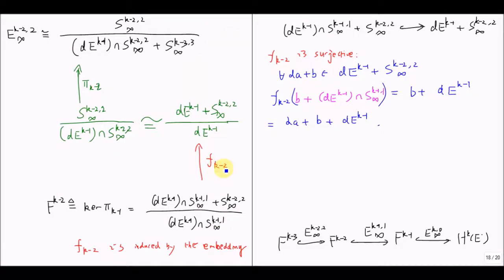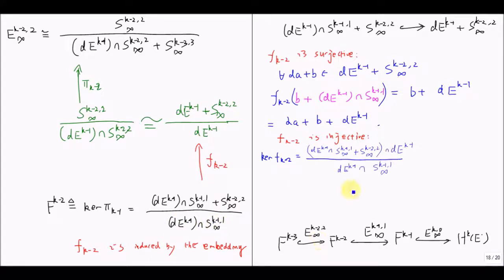Now let's show f sub k minus 2 is injective. To this end, we compute the kernel of f sub k minus 2. The kernel of f sub k minus 2 will equal the elements in here that are mapped to here, modulo this guy. The elements in here that are mapped into here will simply be the intersection of this guy with this guy. We need to mod this guy out by this. So this is the kernel.